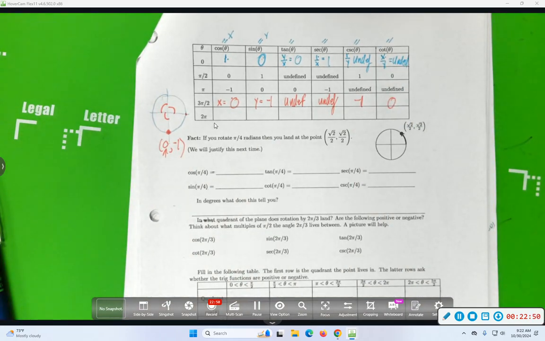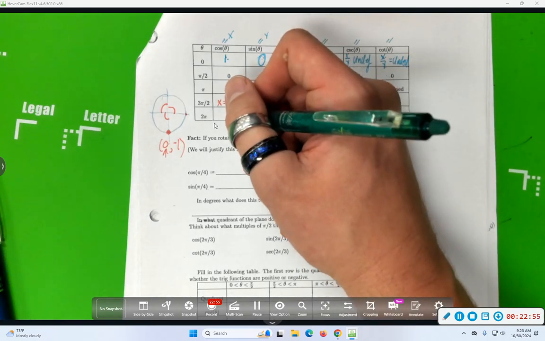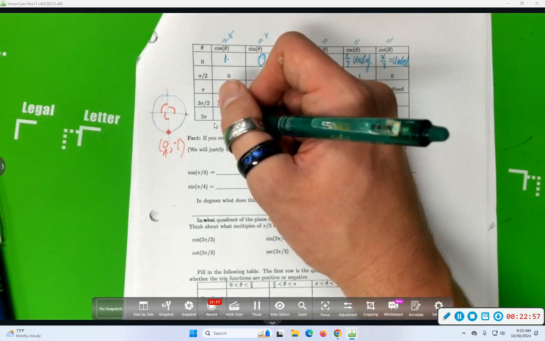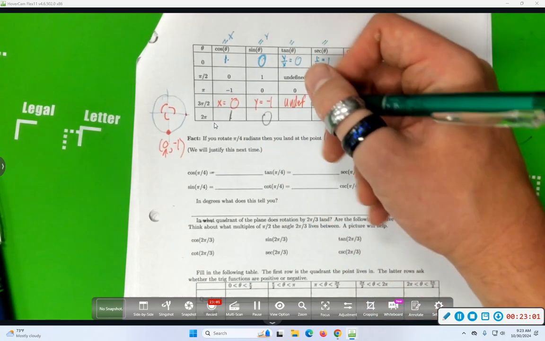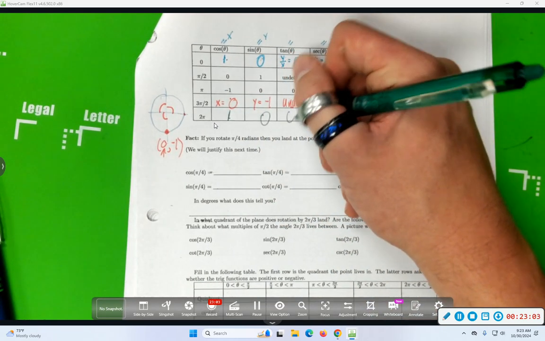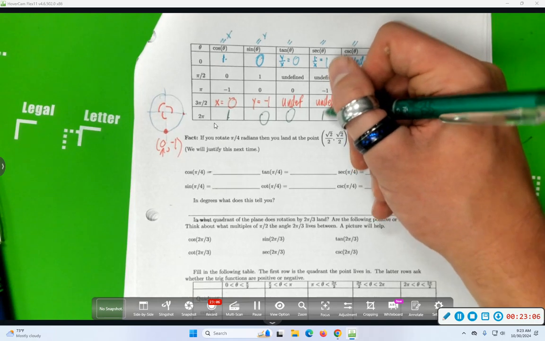So if you start at 1, 0 and go all the way around the circle, what's the x coordinate where you land? 1, same one you started at. Y coordinate. 0. Slope. Secant. 1. Cosecant.